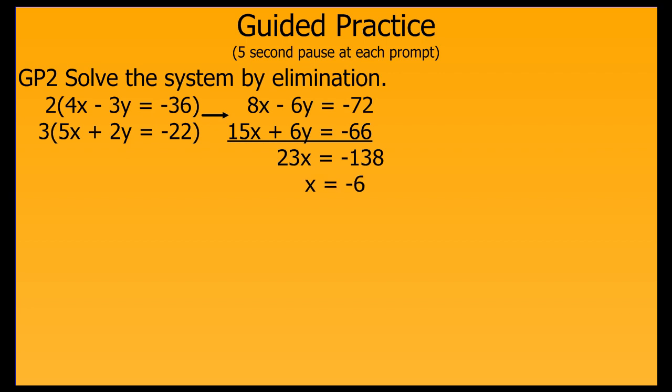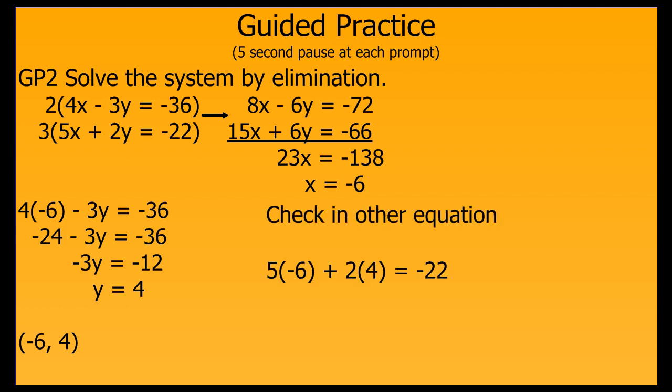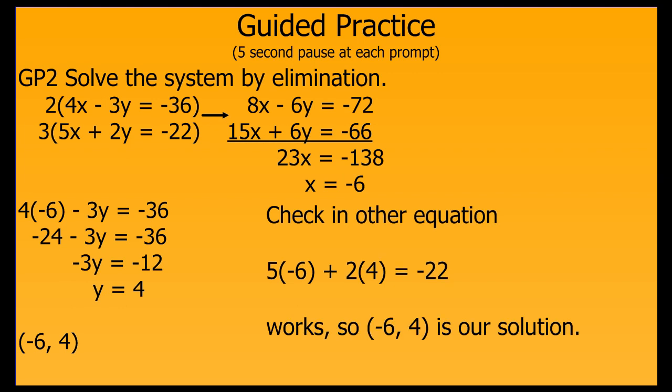We solve for x. Now what? Now we substitute our value for x into one of our original equations, then solve for y. What's our next step? We write our solution as an ordered pair. Then what? Then we should check our solution in the other equation. Does it work? It does, so our solution is correct.